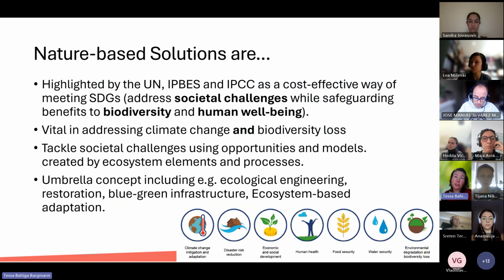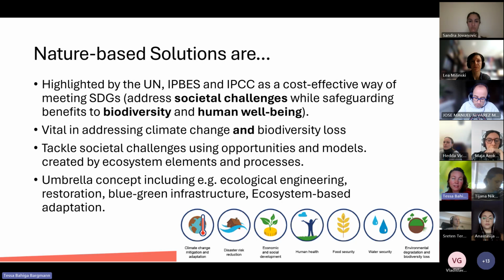So nature-based solutions have over the years become more central. A lot of their importance has been highlighted by, for example, the UN, IPBES, and IPCC as a cost-effective way of meeting the Sustainable Development Goals, because they address societal challenges at the same time as addressing the biodiversity crisis and safeguarding human well-being. It's also important because they address both climate change and biodiversity loss at the same time.